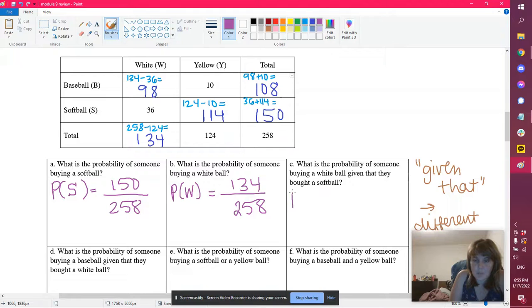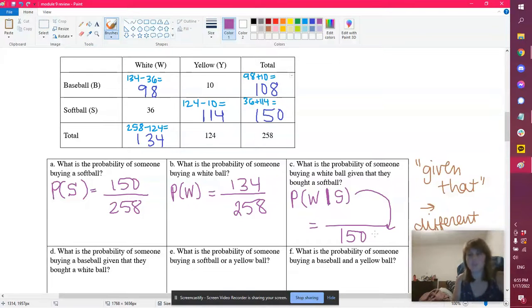All right, what is the probability of someone buying a white ball given that they bought a softball? This is where the given that stuff comes in, right? The softball is the thing we know happened. So the total softballs is going to become our denominator. And now the numerator is just saying how many white softballs are there. And there are 36 white softballs.